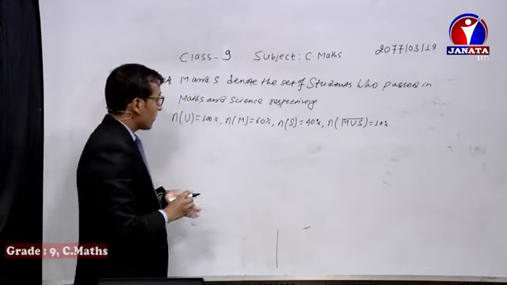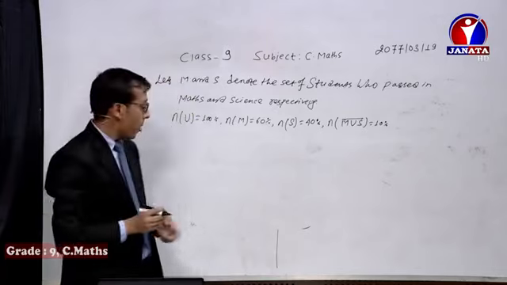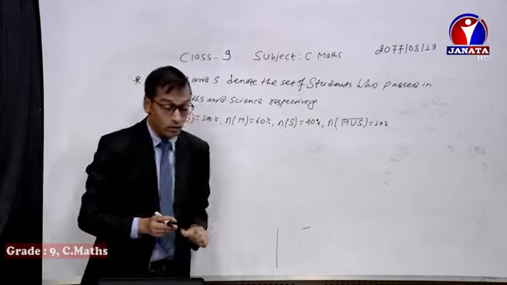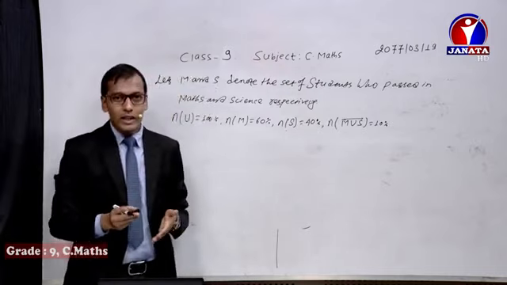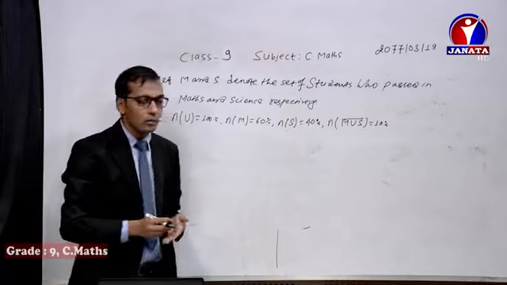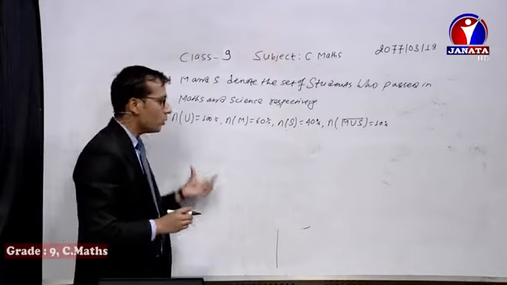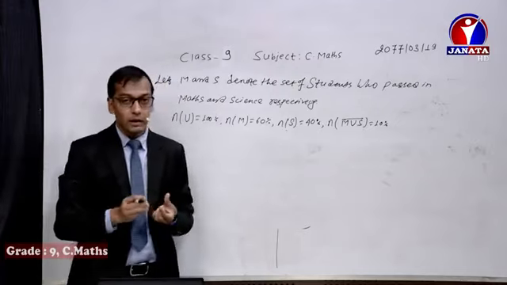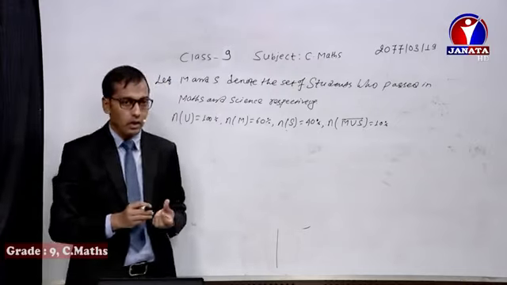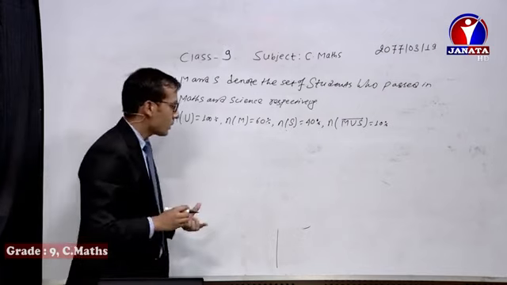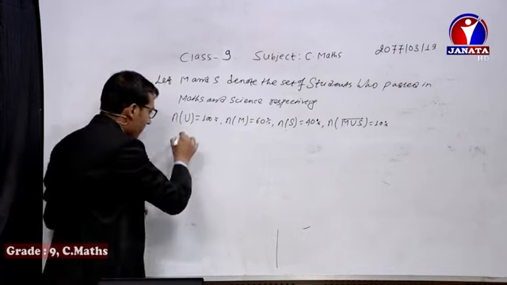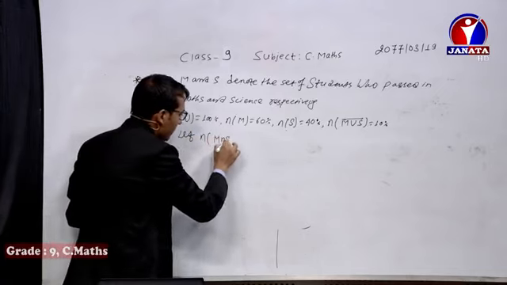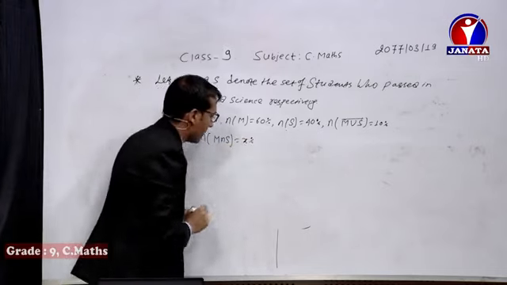Okay, so let's see the information that we are given: N of U, N of M, N of S and the complement. But we do not know the cardinal number for the intersection. So there are two ways to solve this question. One method, we can use a formula. Next, we can use the Venn diagram process to find the intersection of the two subsets M and S. So let N of M intersection S be X percentage.